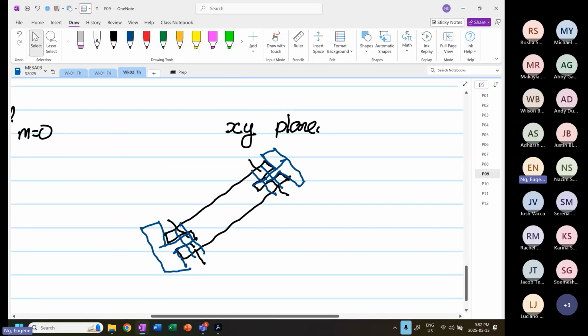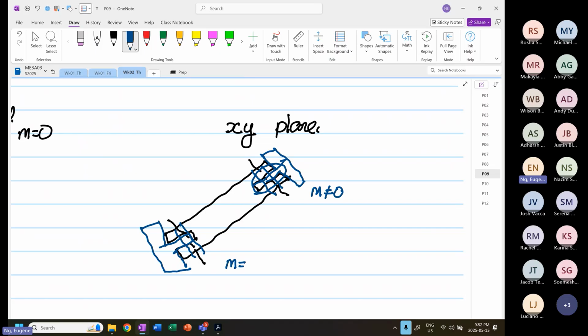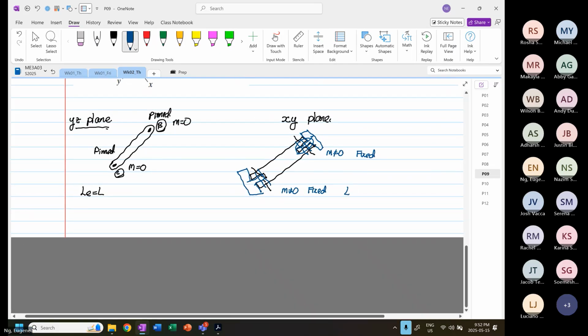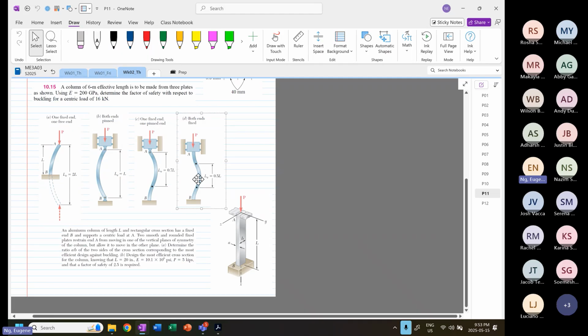Now, because of this flat region over here, the moment is not equal to 0. It prevents it from rotating, and then the moment is not equal to 0. So when that's the case, one end is fixed and the other end is also fixed. Therefore, the LE for both ends fixed is not 2L, impossible. This is equal to 0.5 L. So just to give you the diagram, both ends are fixed.